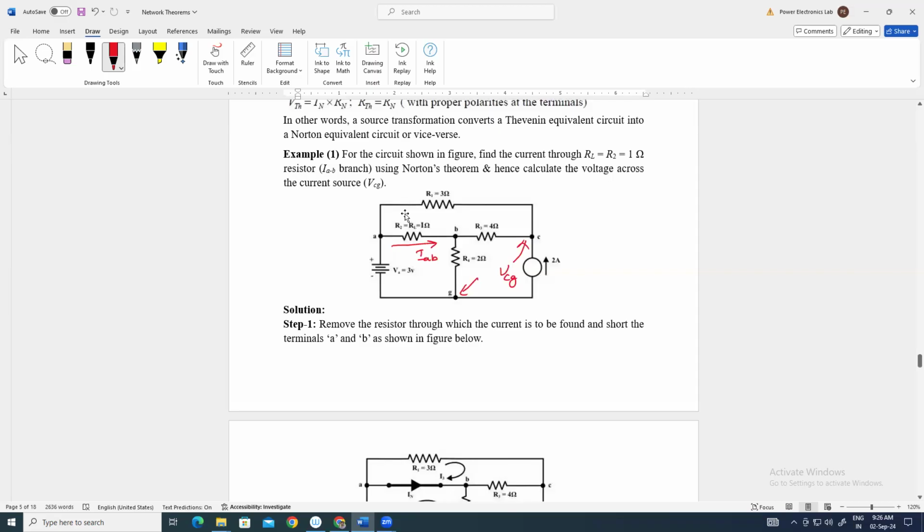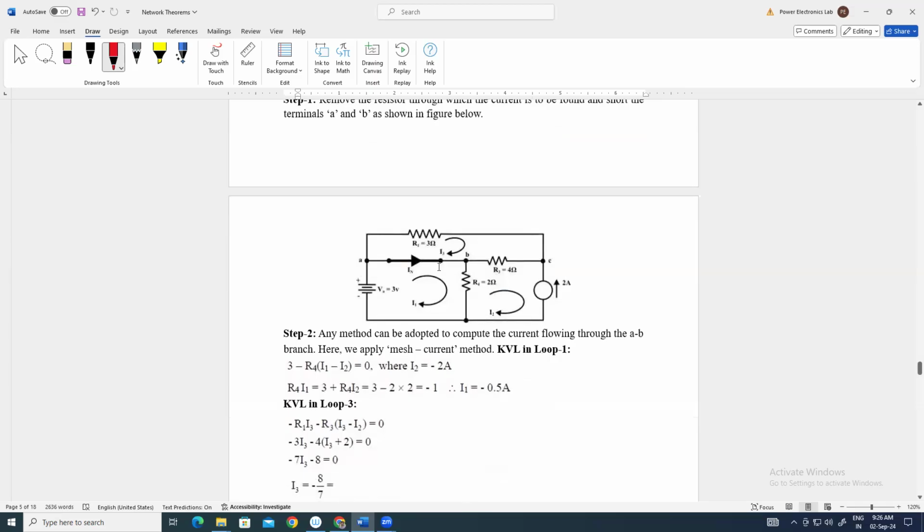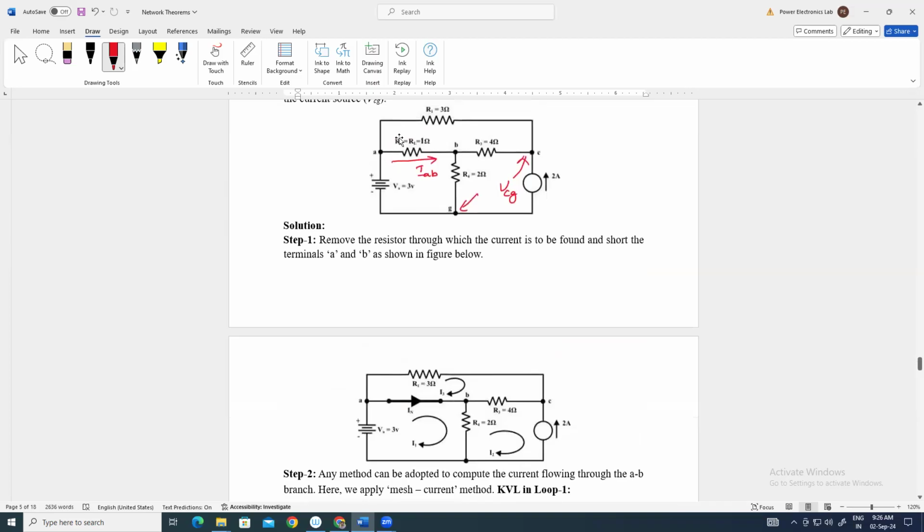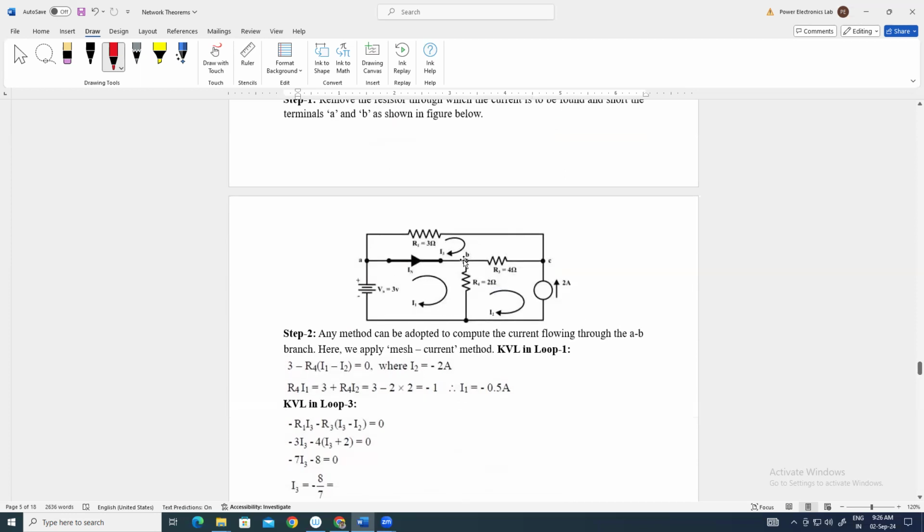The first procedure is to remove the element connected in between these two terminals A and B. So first we will remove this element, that is the 1 ohm resistor, and then we will make a short circuit between terminals A and B by connecting a simple wire, and we will calculate the current flowing through this branch. So IN is denoted here, the current flowing through this branch, IN.